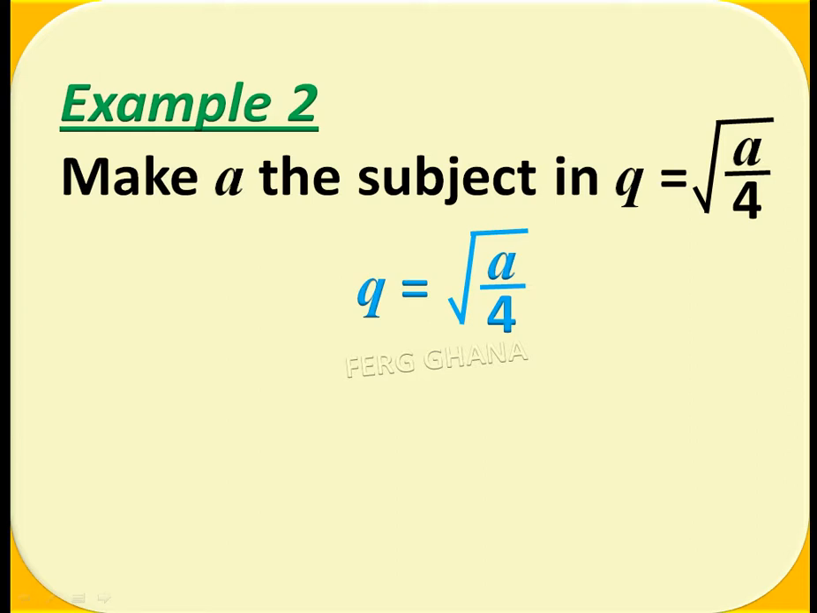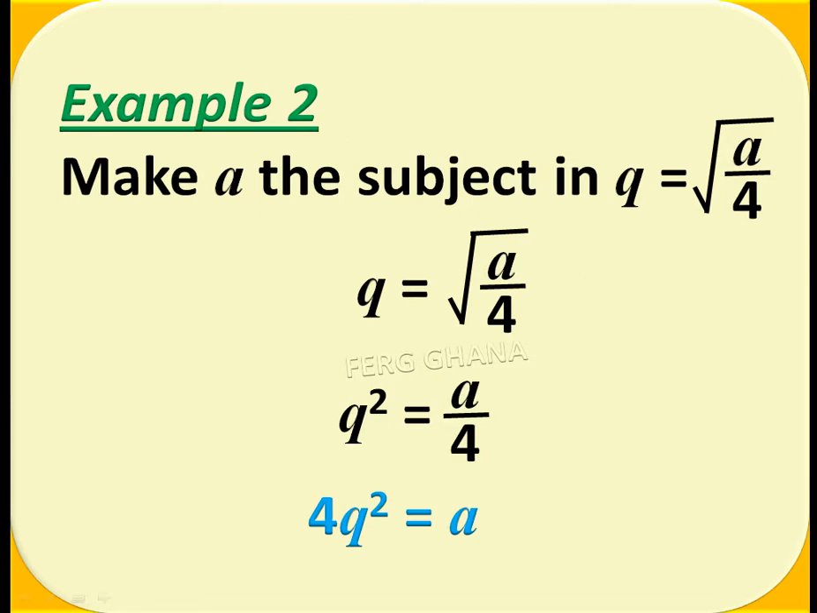Note, the square of the root of a over 4 is the same as a over 4, and the square of q is q squared. So, we have q squared equals a over 4. Now, we have to make a, which is a numerator, a standalone. So, the 4, which is dividing, by inverse must now multiply q squared. Therefore, 4q squared equals a.